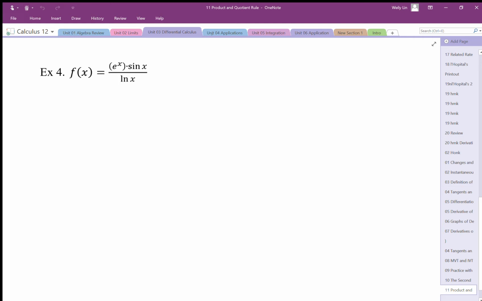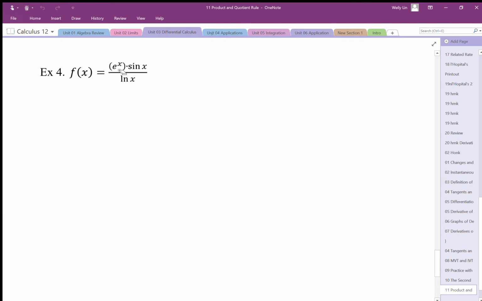So looking at this last question, this is a bit of a problem because we have product rule and quotient rule in here at the same time. So how do we deal with that? Well, how do we deal with that product and quotient rule at the same time?